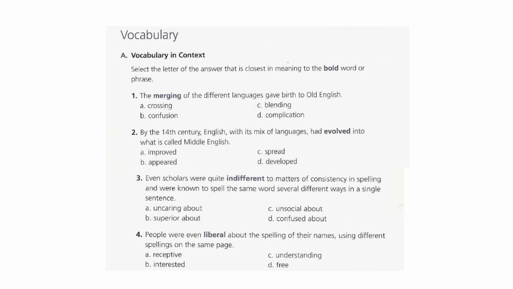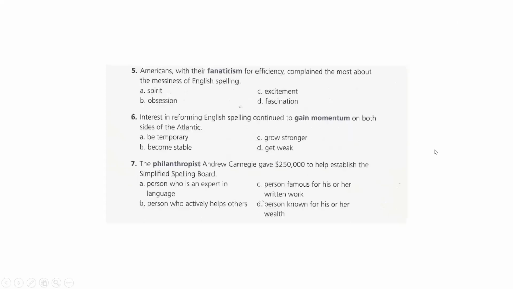Four, people who are even liberal about the spelling of their names, using different spellings on the same page. Your options are receptive, interested, understanding, and free. I'm free, but I have no money. Okay. Five, Americans with their fanaticism, which I explained a couple of times, for efficiency, complained the most about the messiness of the English language. Spirit, obsession, excitement, fascination.